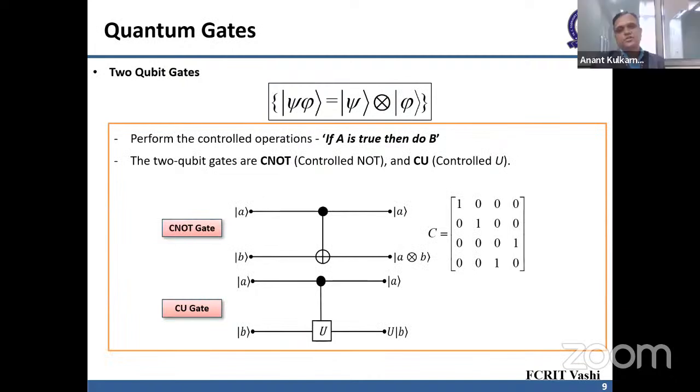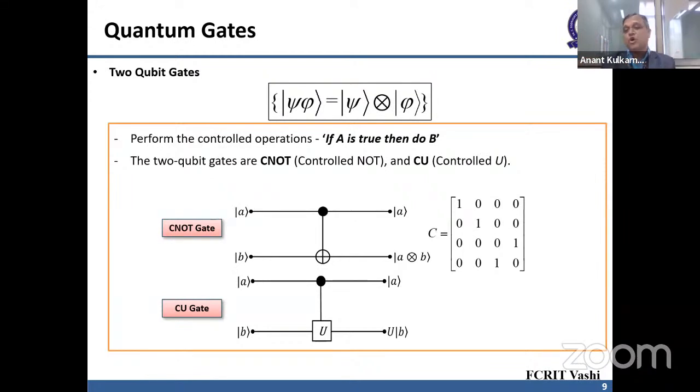So let us talk about 2 qubit gates. Now, as I said, the CNOT gate is the most important building block of quantum circuits. If you find any quantum circuit, you will not see that quantum circuit without the utilization of the controlled NOT gate. It is very, very important, right?